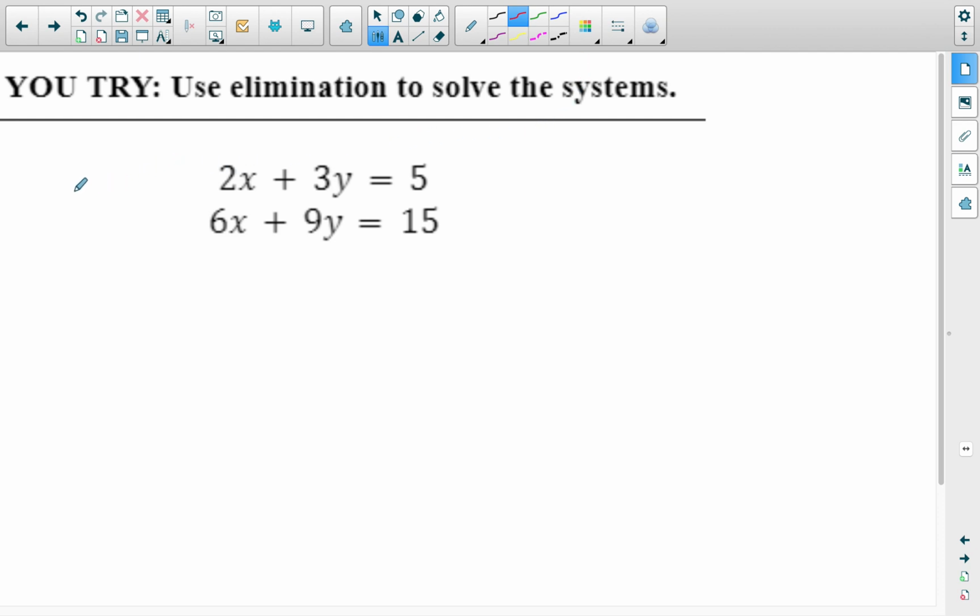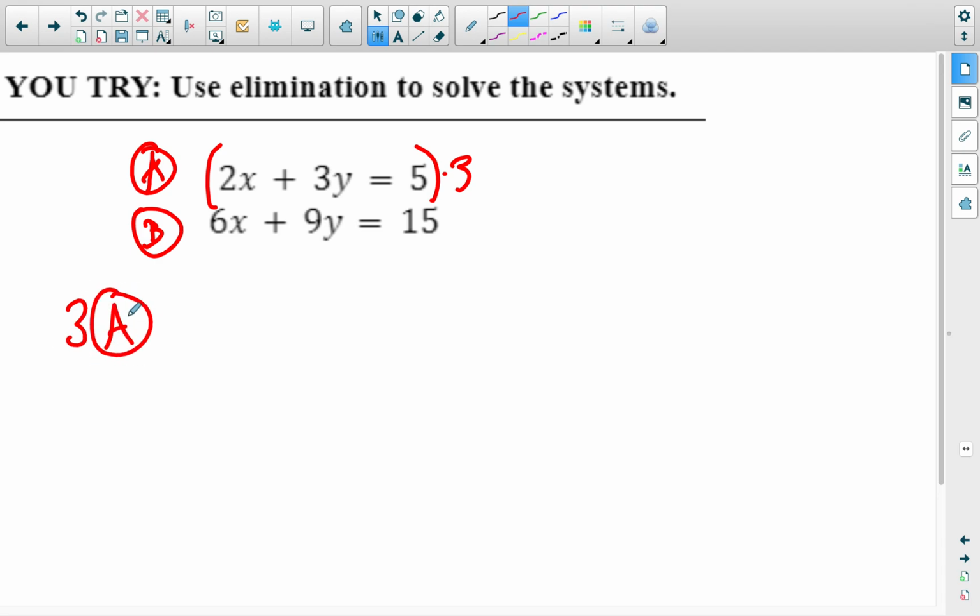All right, hopefully you've given this a try. We're going to label our equations again, A and B. Okay, and then I see that 6 is a multiple of 2. I also see that 9 is a multiple of 3. And so something's going to happen here. We're going to multiply, let's say we'll multiply the first one times 3. So I want to take maybe 3 times A again. And then I want to also take negative 1 and multiply times B again.